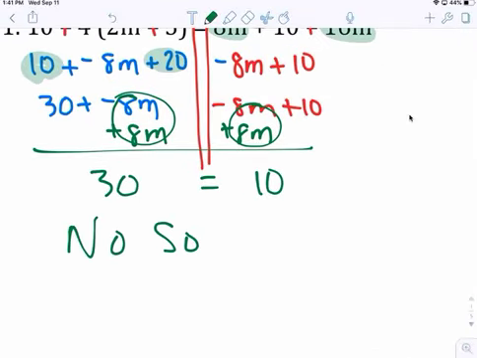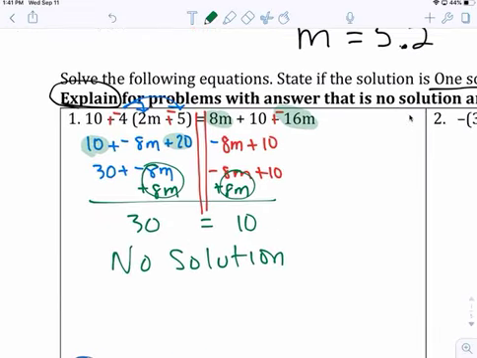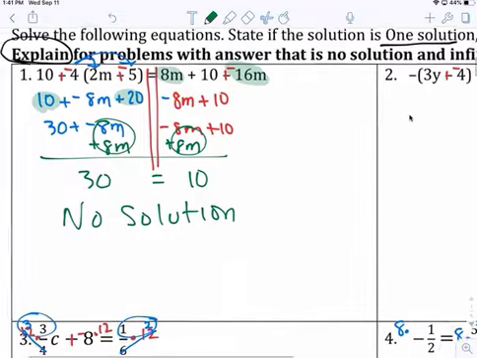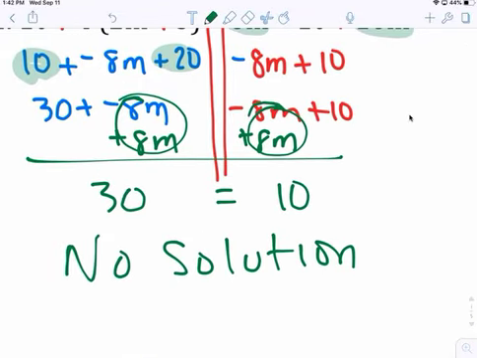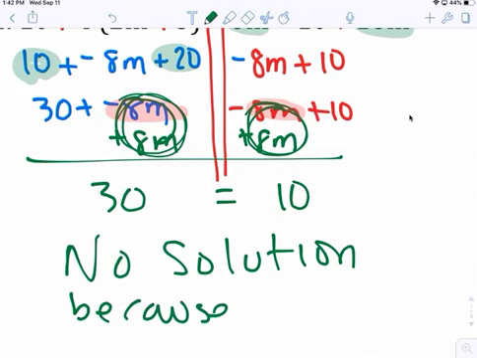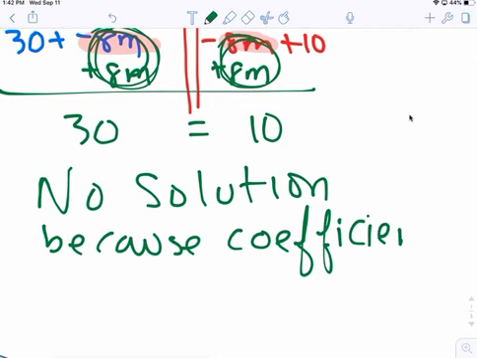No solution? They want you to explain why. Explain the problem with answers no solution, infinite. We know no solution because you see this 0 right here? Those are called coefficients. The coefficients are the same because coefficients are the same.